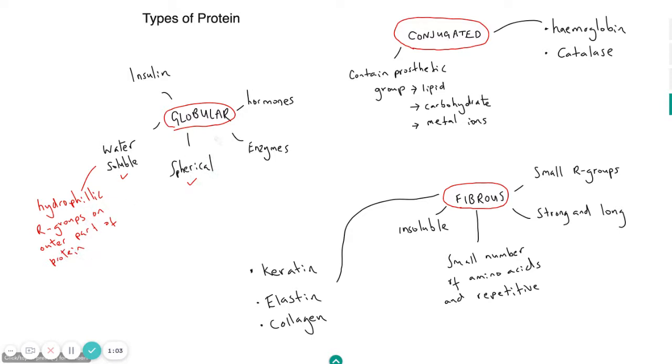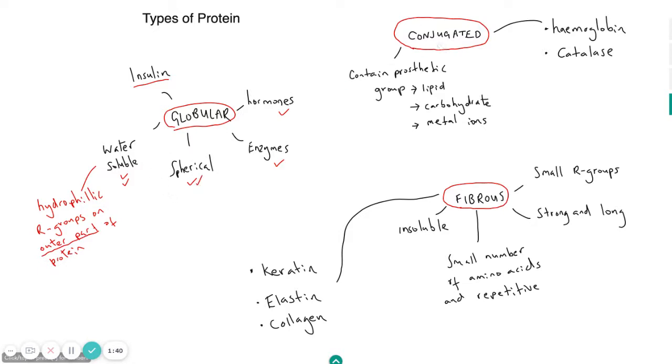The different types of globular proteins include hormones and enzymes. Insulin is a hormone, and in order for it to do its job, it has to be able to travel in the blood. The only reason it can travel in the blood is because it's water soluble. And why is it water soluble? Because some of the amino acids that make up the structure, the R groups with the hydrophilic region, are found on the outer part of this spherical protein.